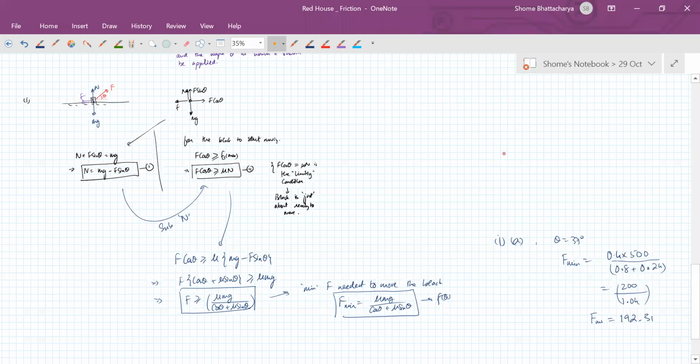For the B part, theta equal to 45 degrees. So F minimum will become mu mg upon 1 by root 2 plus 0.4 by root 2. So you can write this as 200 root 2 upon 1.4, not 1.04.